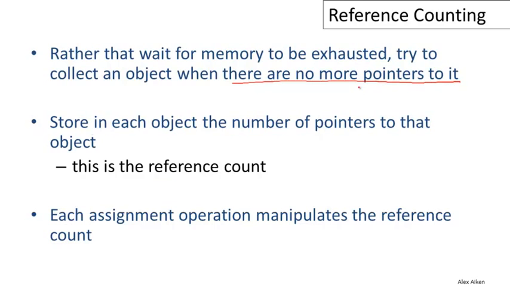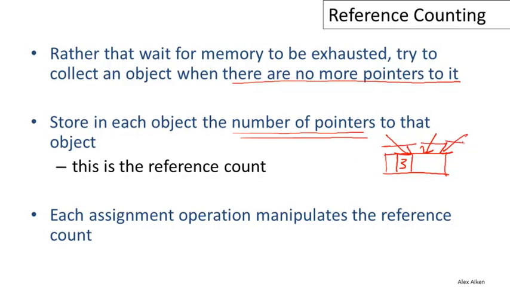And how can we do this? Well, as the name suggests, we're going to count the number of references to each object. In each object, we're going to store the number of pointers to that object. So if I have an object in memory, and it has, say, 3 pointers to it from other objects, then somewhere in this object is going to be a dedicated field that contains the number 3. And if this number ever drops to 0, if we discard these pointers and this number becomes 0, then we know that nobody's pointing to this object and it can be freed.